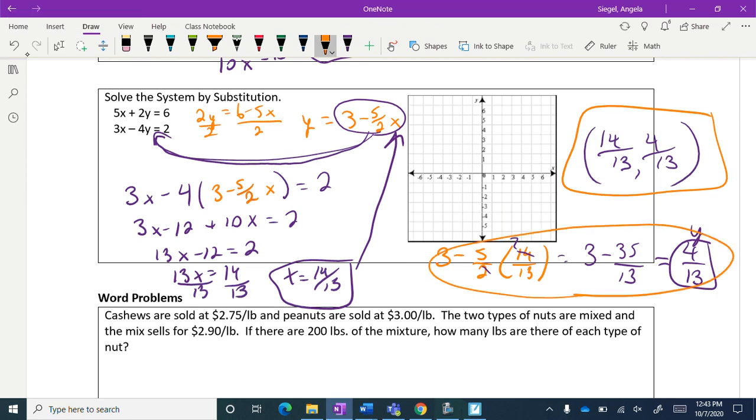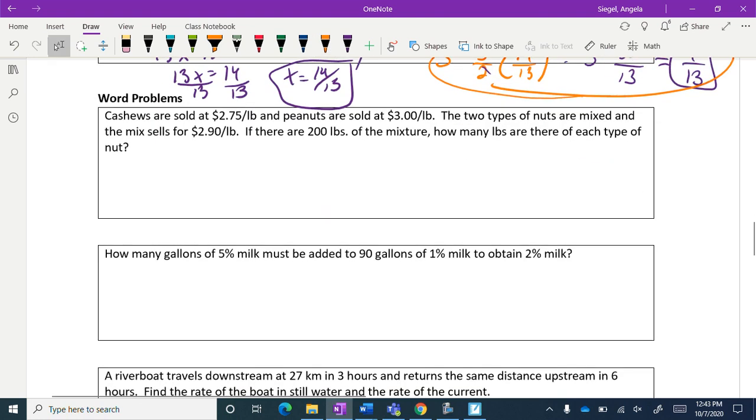So I showed my work here, and I ended up with 14 over 13 for x and 4 over 13 for y. Now we're going to hit some word problems.